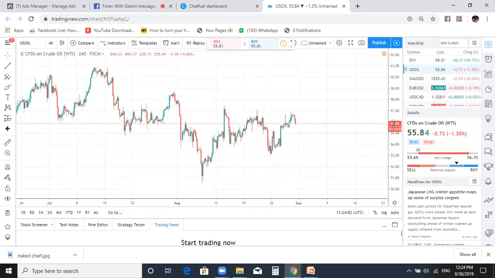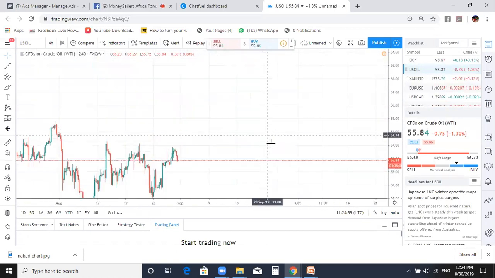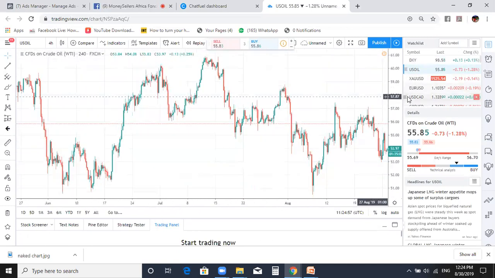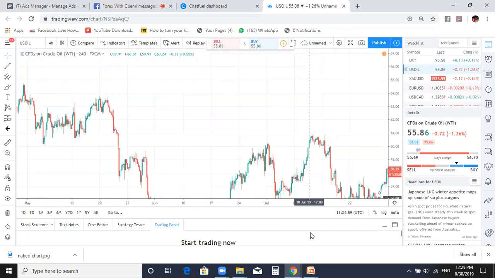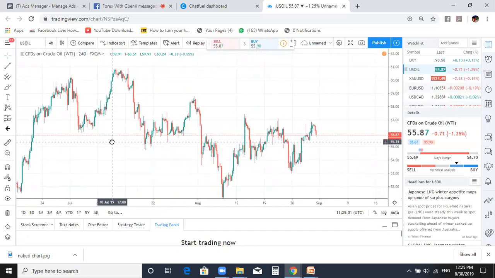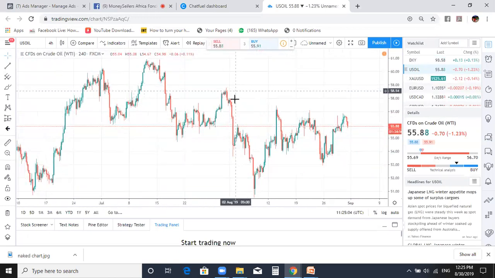So let me remove all this and let you know, especially for the purpose of people who are not so old when it comes to forex trading, who are new to trading. If you look at this chart, this is what a chart looks like. This is a plain chart. I have not added any indicator to this now.